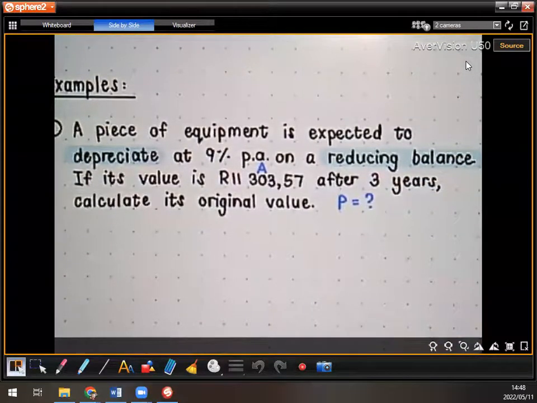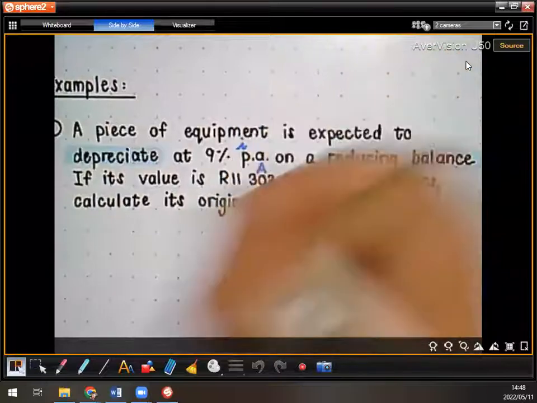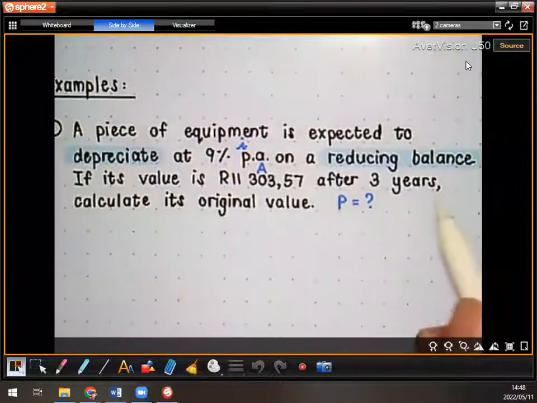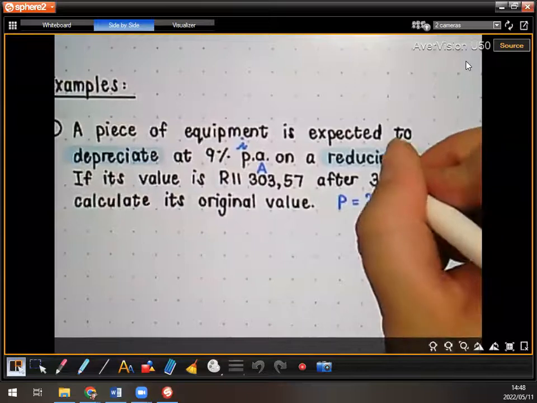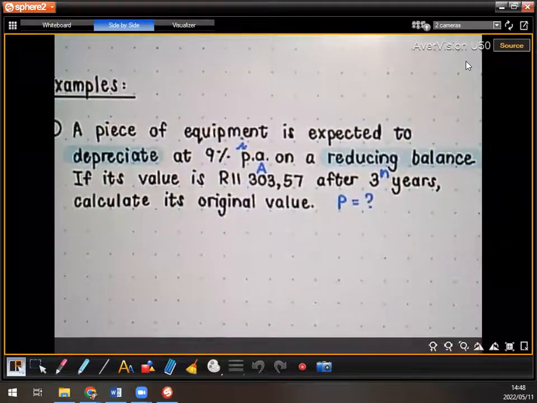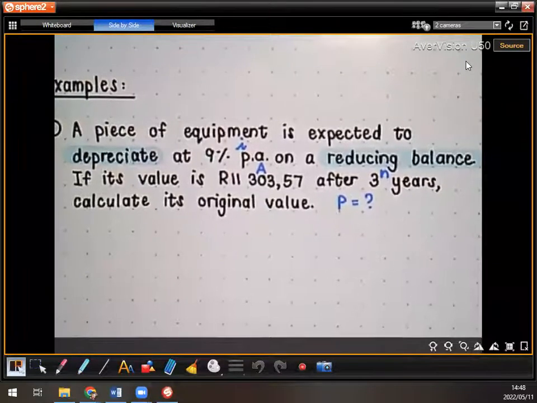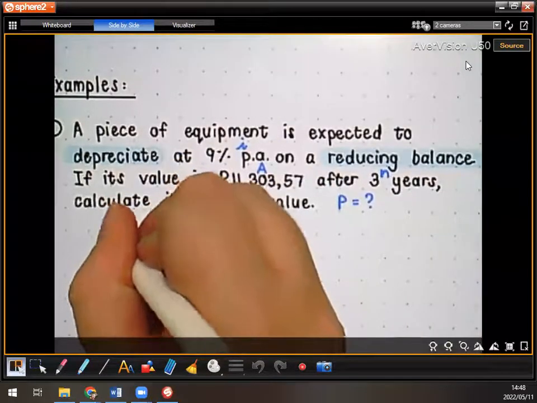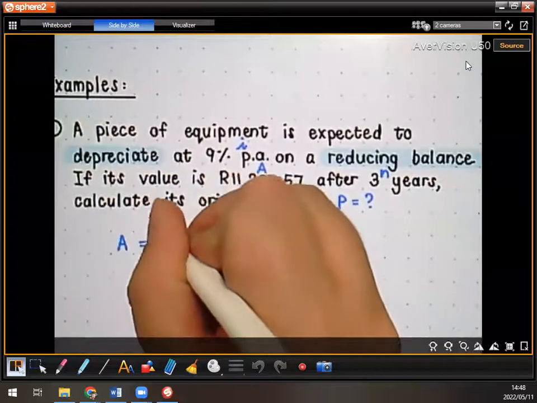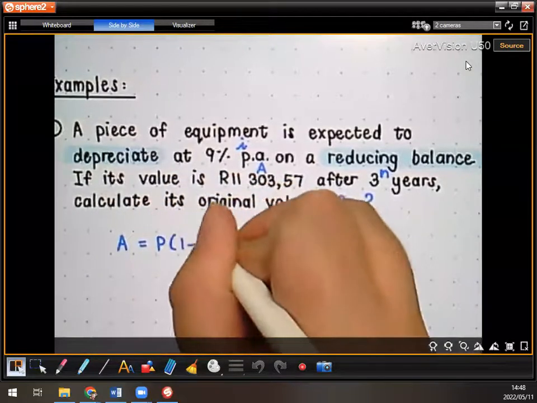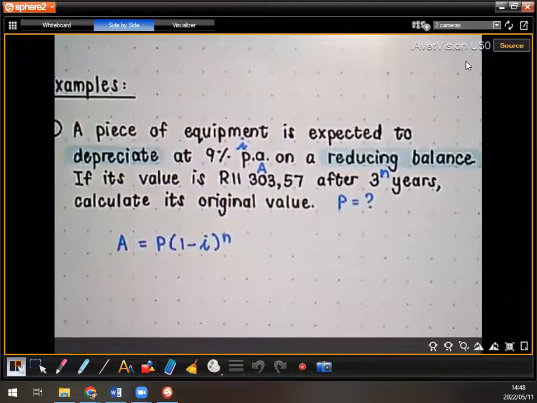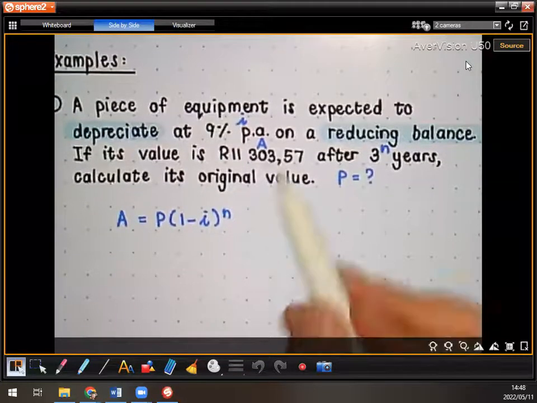They gave us the interest rate, 9%, so that's our I value. And after 3 years, so N is 3. They've given us all the values except for P, so that's what we're going to have to calculate. I usually start by writing the formula down. We need to remember that it's the reducing balance one, where N is the exponent of the bracket. Then we put all the values we have into that formula.